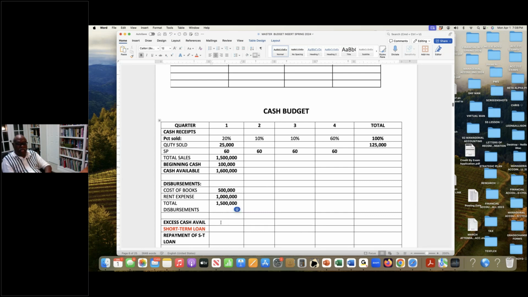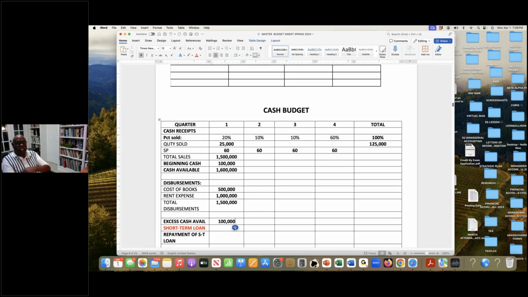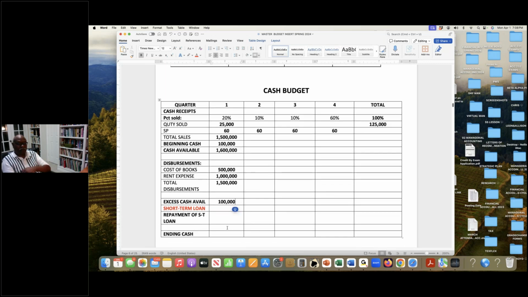So now we got excess cash. We're doing so well. We got excess cash of how much? 1 million. So how much are you going to borrow? Zero, because you got the million. Does everybody see the $1 million in that first quarter?